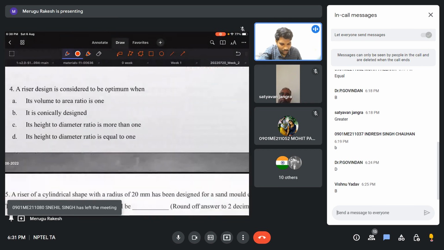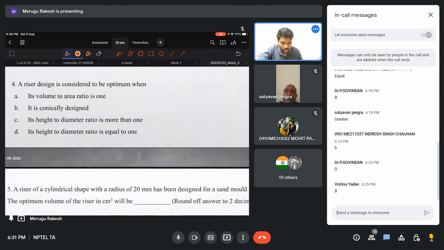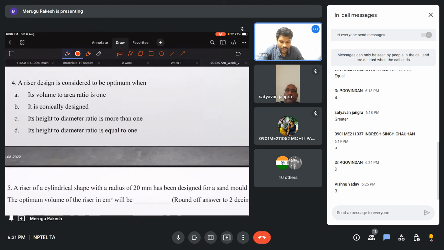So I will quickly move to question number 4. The third question completely tested you on the aspiration effect. So I'm moving to the next question. If any doubts, you can ask me in between. No issues. Now, the riser design is considered to be optimum when.